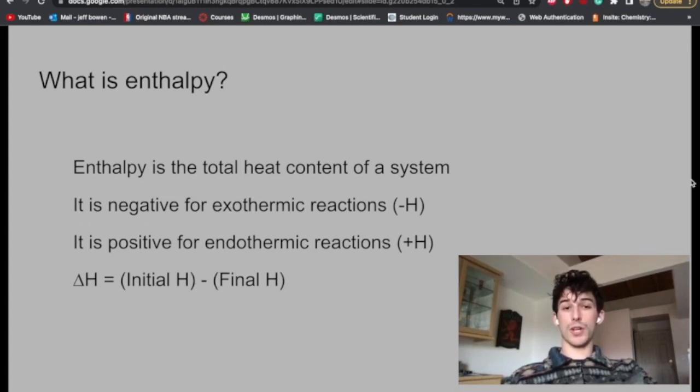It's worth noting that endothermic reactions are experienced by us as the sensation of cold, and exothermic reactions are experienced as heat. So as you can see here, the change in enthalpy is the final enthalpy minus the initial.